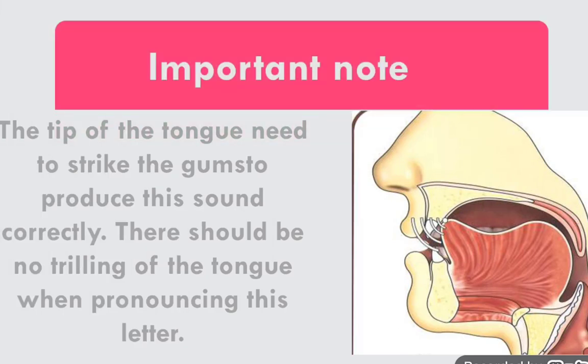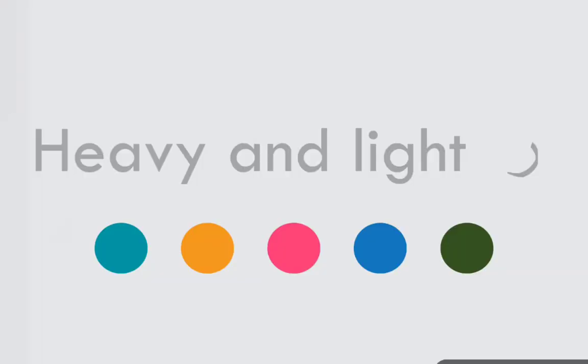Remember that trilling is not in an Arabic R, it is only in the English R. So, an important note: the tip of the tongue needs to strike the gums to produce the sound correctly. There should be no trilling of the tongue when pronouncing this letter. You can feel it: both sides of the tongue are touching the roof of the mouth while there is a tiny opening that allows the letter to be produced.